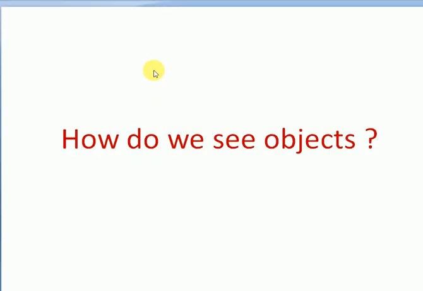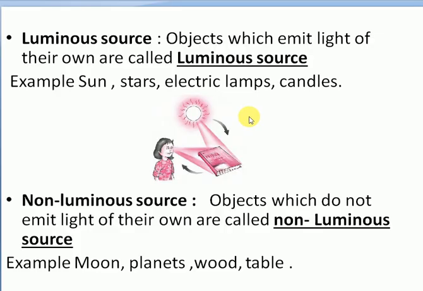How do we see objects? For us to see any object, light must first enter our eyes. The sun, star, electric lamps, and candle all emit their own light. They are called as luminous source.